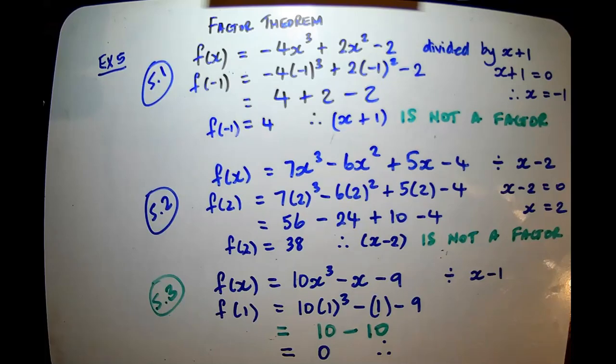If we get an answer of 0, this would mean that x minus 1 is a factor. Don't forget the topic here is factor theorem. If you get an answer of 0, this would mean that your original denominator in each case would be a factor. If you do not get an answer of 0 and you actually get a remainder, it would mean that what you're dividing by is not a factor.